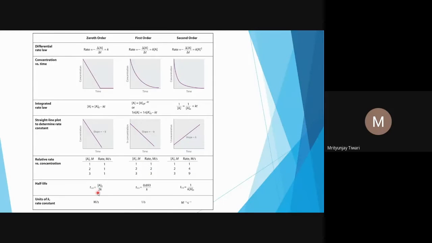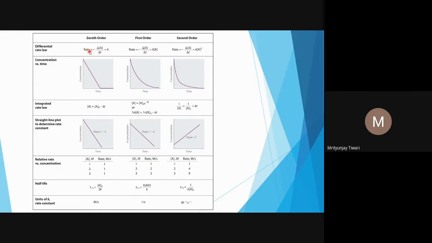Now what we see is that T half for the zeroth order reaction is equal to A naught divided by 2k. So T half of the zeroth order reaction depends on the initial concentration, but T half for the first order reaction doesn't depend on the initial concentration. There is no term for the concentration in this expression, but the rate depends on the initial concentration of the reactant. So the rate is equal to k into A for the first order reaction.